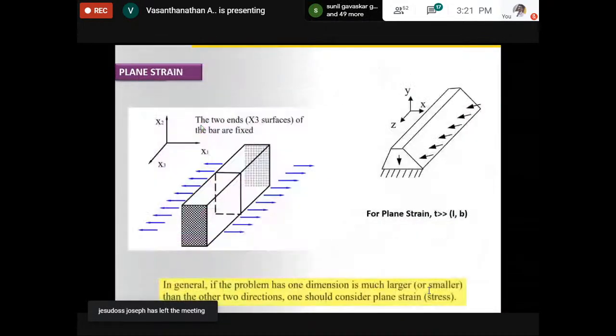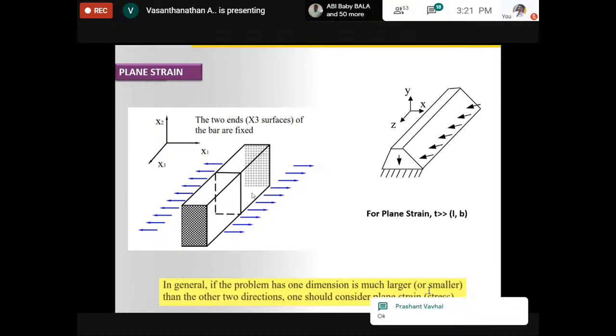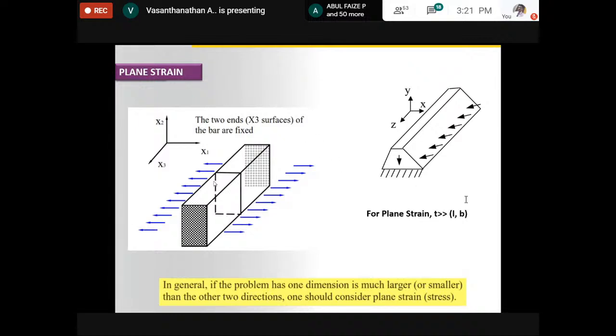If you have a long prismatic object, what is prismatic? The cross section will be the same throughout the length. That is called a prismatic object. If your object is very long and prismatic, you can take a slice of it. You can take a cut section instead of the total 3D object, and you can model that in 2D alone, and you can get the result.